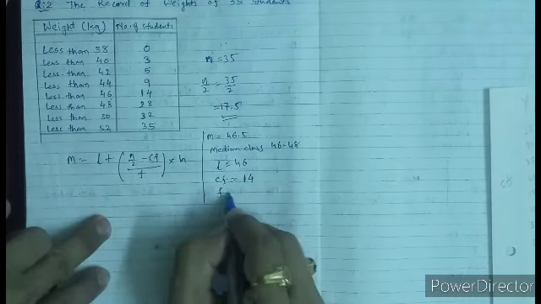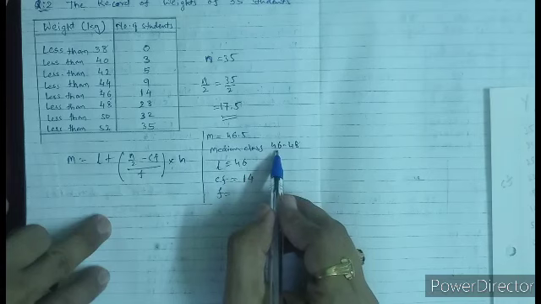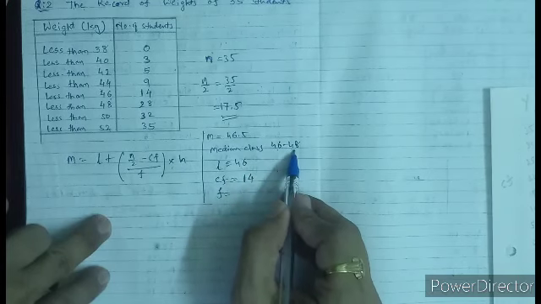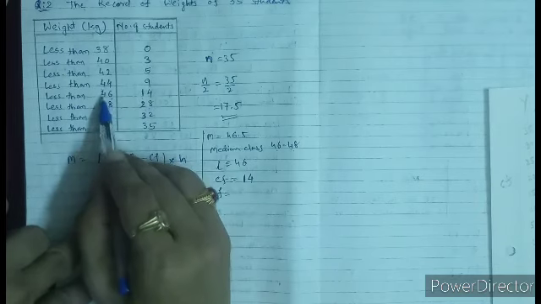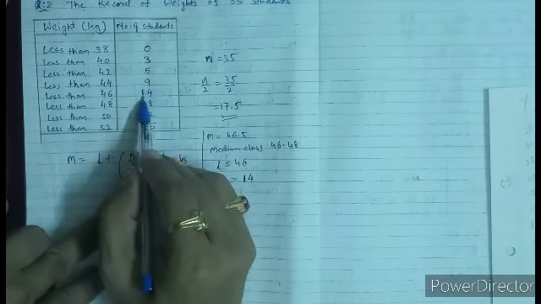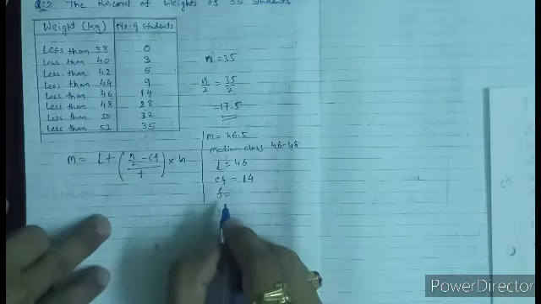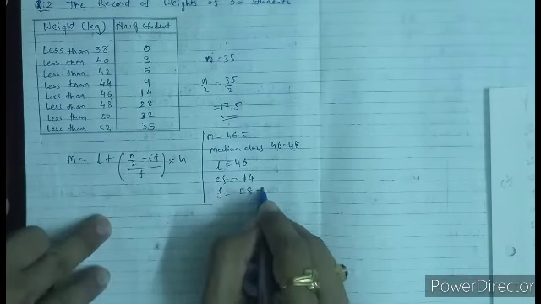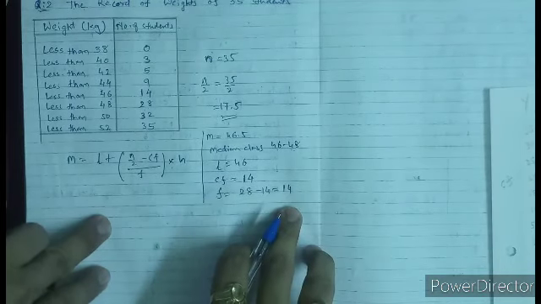Now we have to obtain f. f is the frequency of median class. Median class is 46 to 48. Here less than 48, cumulative frequency is 28, and less than 46, cumulative frequency is 14. Therefore, between 46 and 48, f will be 28 minus 14, 14. So here f is 14.